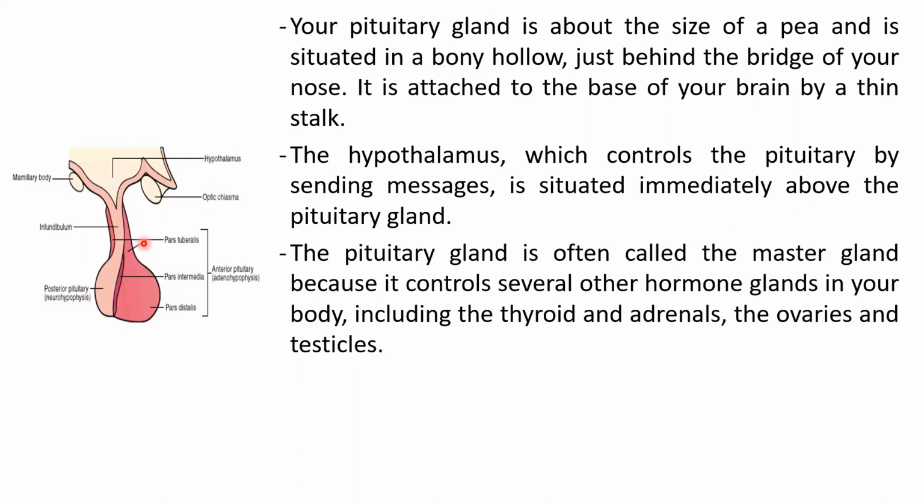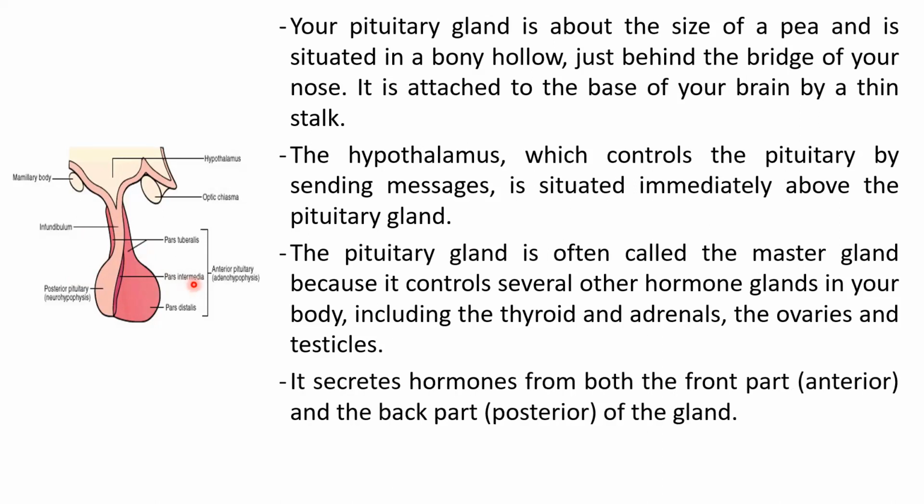Then the pituitary gland is often called the master gland because it controls several other hormonal glands in your body, including the thyroid gland, the adrenal glands, the ovaries, and the testicles. As I told you, the pituitary gland is also known as the master gland, which controls the secretion of hormones of the other glands like adrenal, thyroid, parathyroid, testes, and ovaries. They are controlled through the pituitary gland.